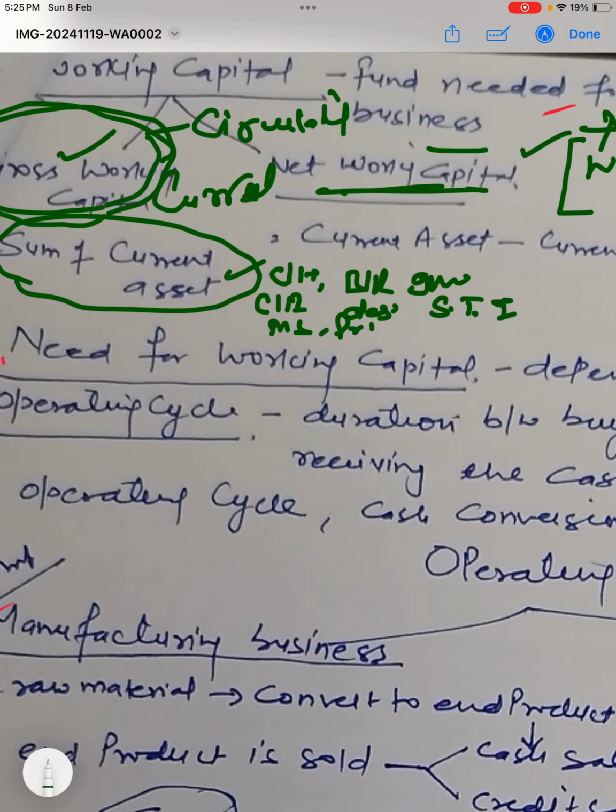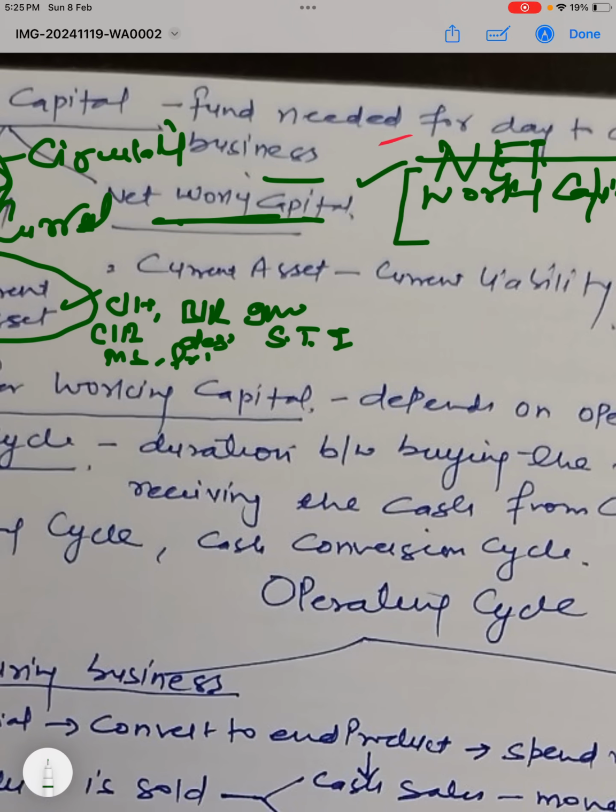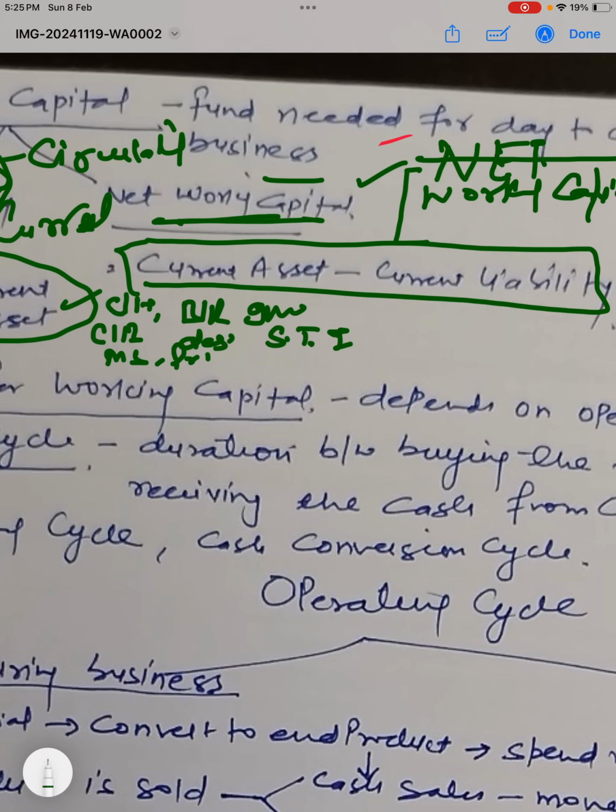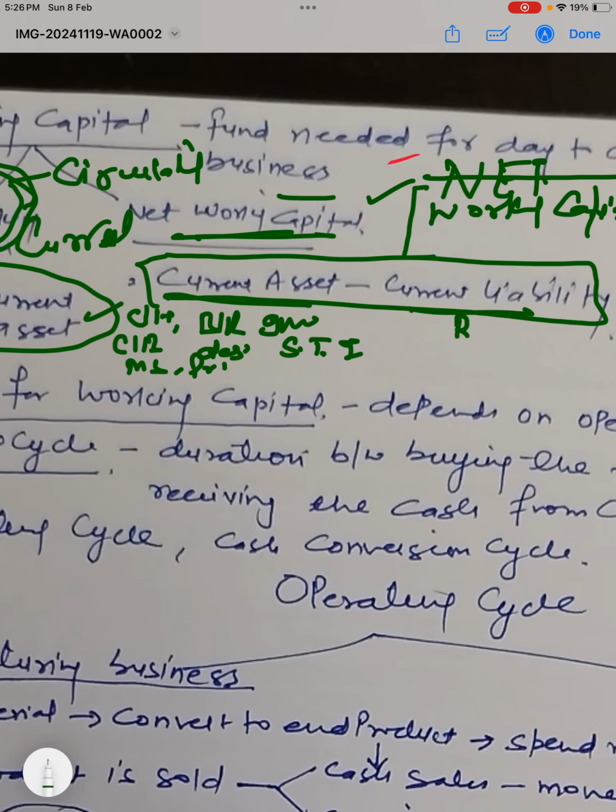Done? Now in case of net working capital, the formula is current assets minus current liabilities. We know how to calculate current assets. What is current liability? Liability means it's a kind of burden on my head; it is something which I have to repay. The liability which has to be repaid within 1 year is called current liability. That is bills payable, sundry creditors, outstanding expenses, loan. If it's written only loan, then no. But if it is written short-term loan, then it is a current liability.